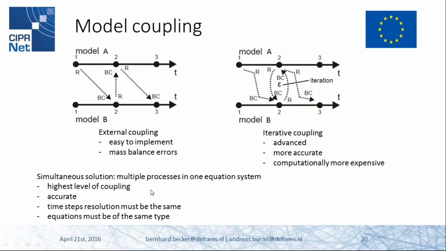And then, just for completeness, the simultaneous solution: if we have two or more processes, then we would put them into one equation system and solve them simultaneously. This is the highest level of model coupling. It is accurate, but the time step resolution must be the same, and equations should be of the same type. Otherwise, the solver will not enjoy that very much. In this webinar, we will only deal with these two, or in fact with that one. OpenMI supports only these two coupling methods.